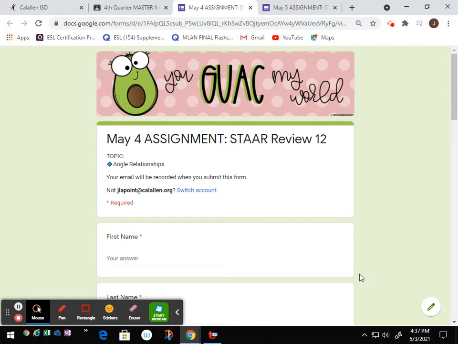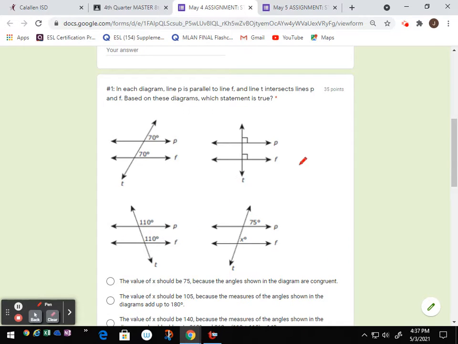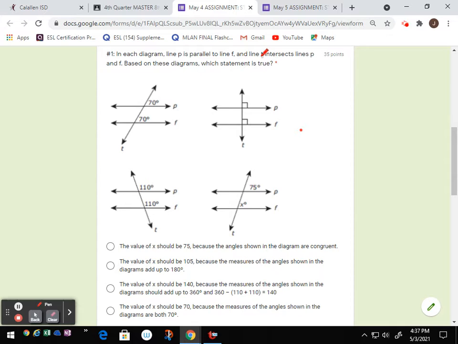This video is going to be going over the May 4th assignment, which is our STAAR Review Day 12, in which we talk about angle relationships. We're going to start off with question 1. Question 1 says, in each diagram, line P is parallel to line F, and line T intersects lines P and F. Based on these diagrams, which statement is true?